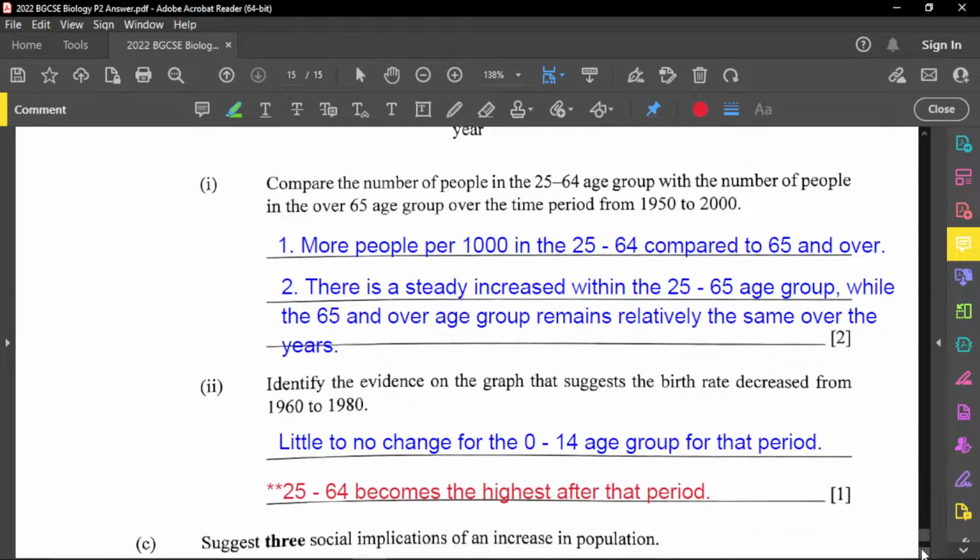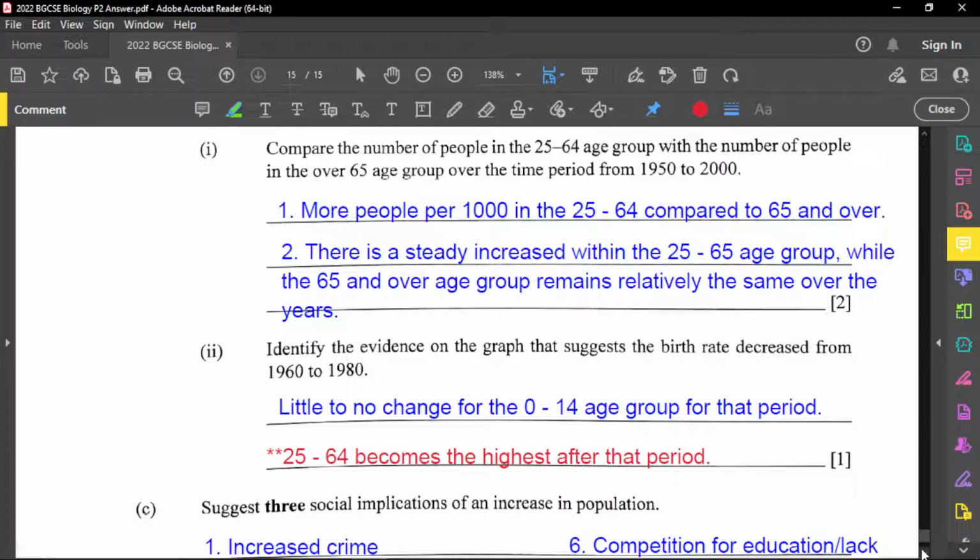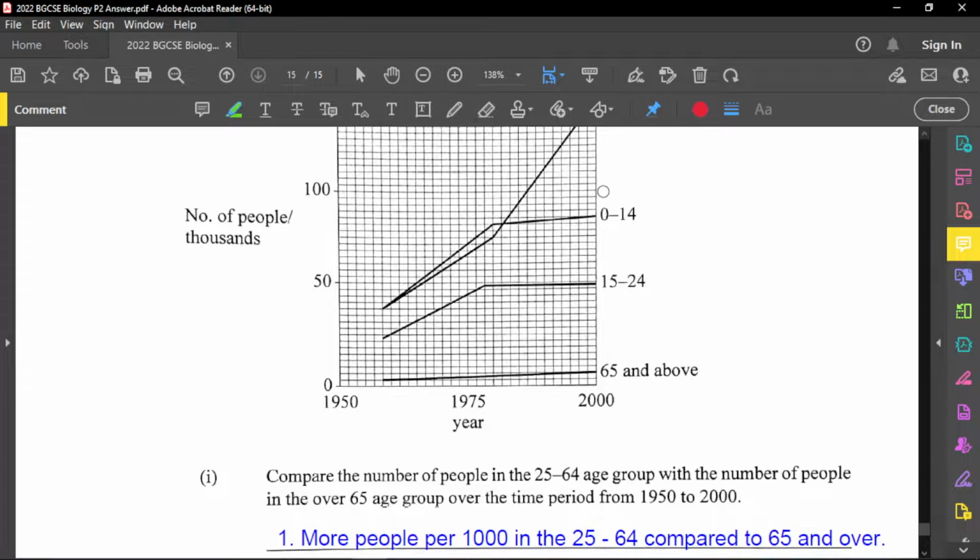All right, and so for part 2, identify the evidence on the graph that suggests that the birth rate decreased from 1960 to 1980. If you look at the graph here, and you're talking about birth rate, birth is the 0 to 14 age group, right? That's the younger group. So notice this line here. From 1960 would be somewhere here, and 1980 would be somewhere here. So notice for that period of time, this line is the highest of all 4 lines.